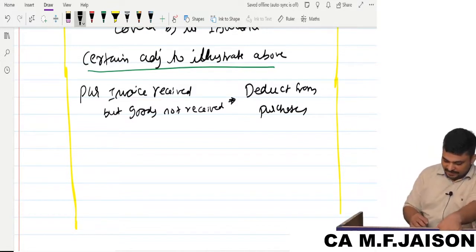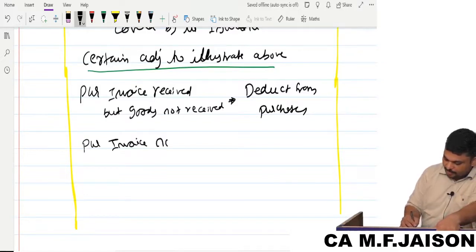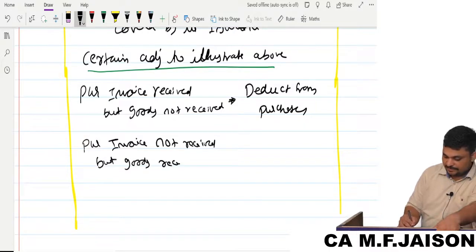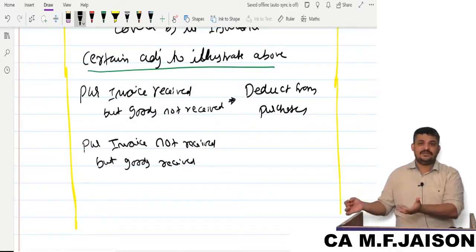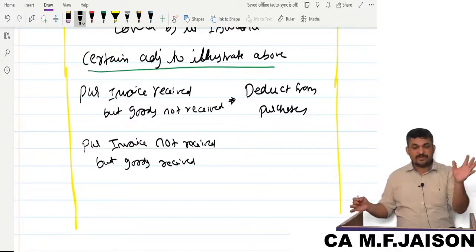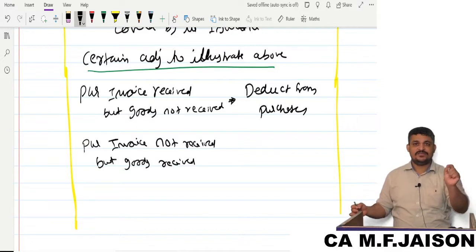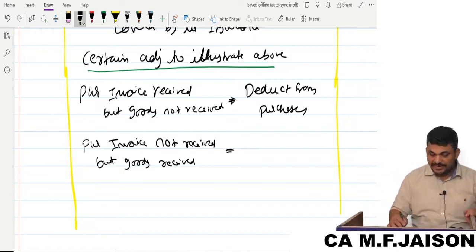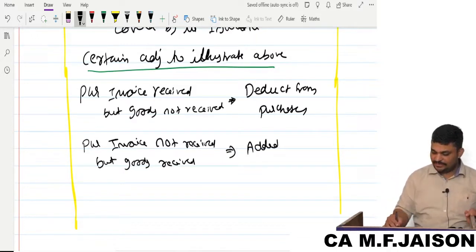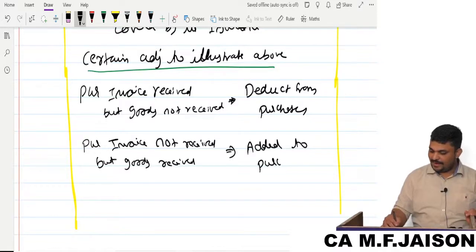So similarly, my dear friends, purchase invoice not received, but goods received. Goods received are physically available with us. Above policy should cover that or should not cover? So goods should cover, but invoice not received. So I have not accounted as purchases. So if I do not account as purchases, it will not be there in the stock. So what should I do? Add. Like that you should think, right? So added to purchases. Understood? Okay.